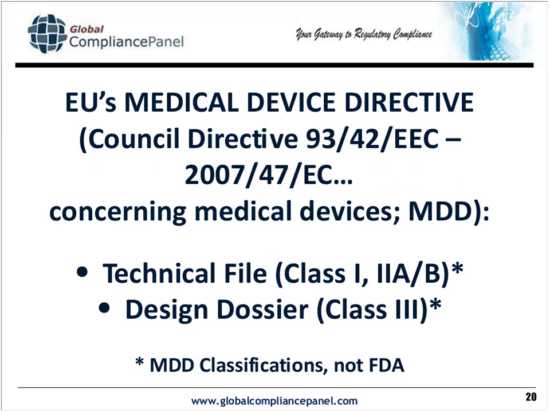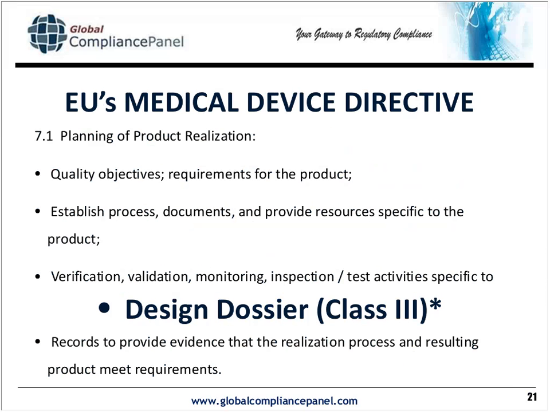Now, I mentioned earlier the medical device directives. I'm just going to skim through this because that's not the real purpose of this discussion, but be aware of it. Now, the bottom bullet points there, technical file, generally, from what I've seen from most notified bodies, they use that term for Class 1 and 2A and B. And design dossier, basically the same file of documents, they list as a Class 3.